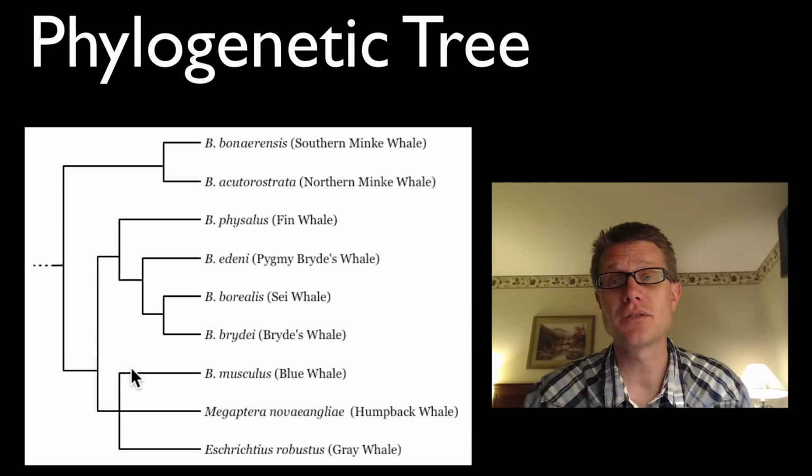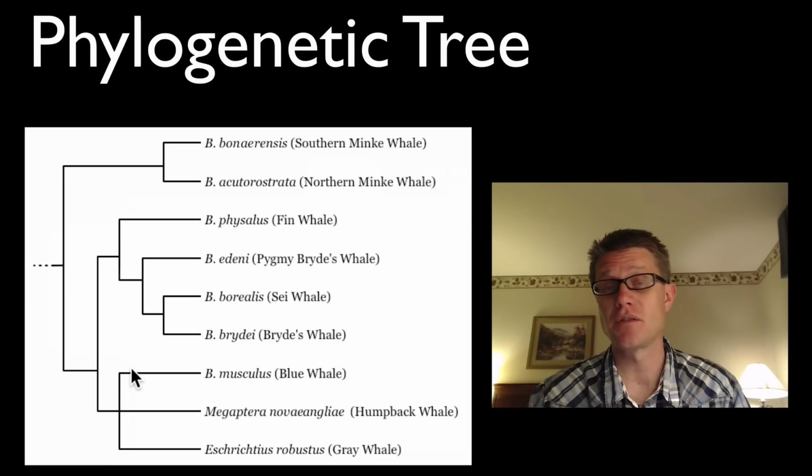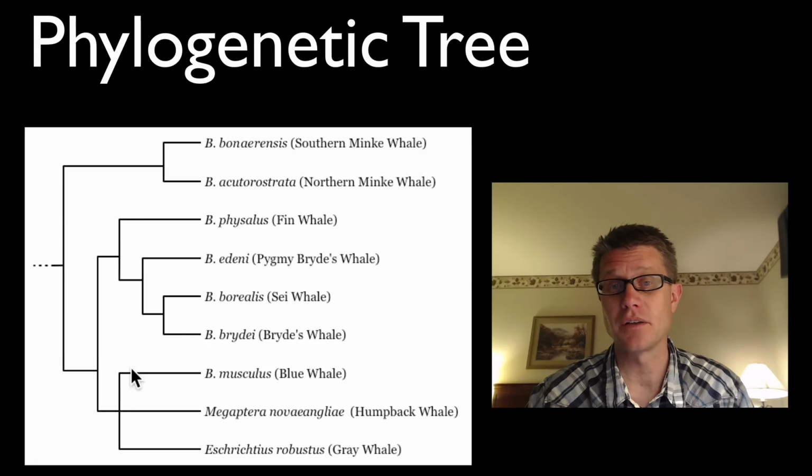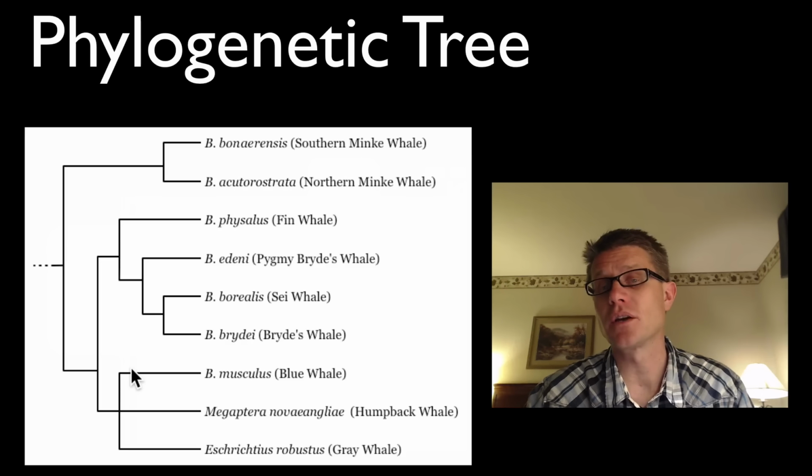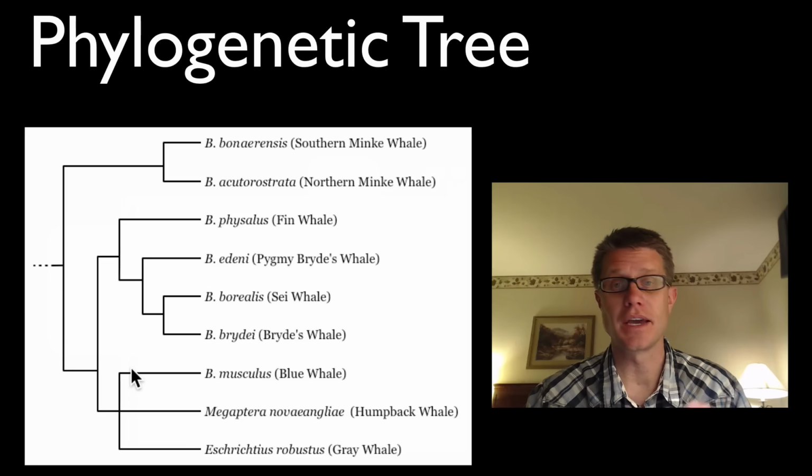Now, how do we build these phylogenetic trees? There's really two pieces of evidence we can use. We could use morphological evidence. That's going to be using the shape, bone structure, for example. But the big one is to use molecular evidence, so DNA and RNA.